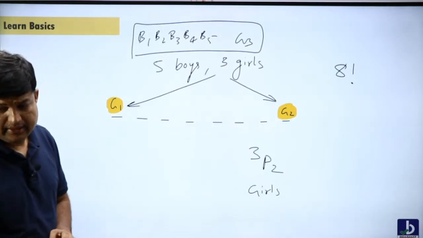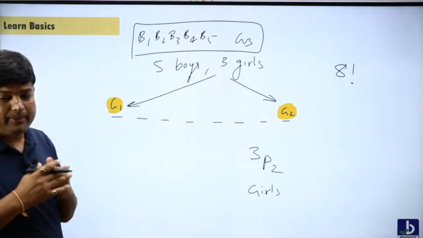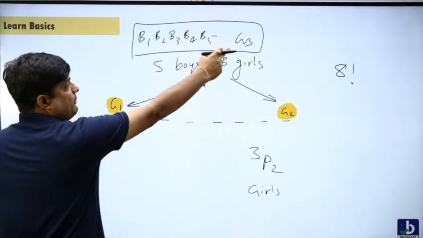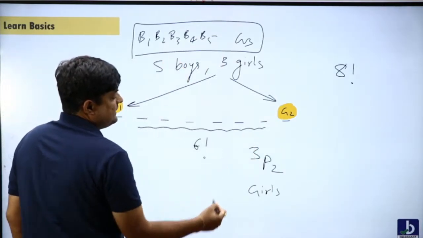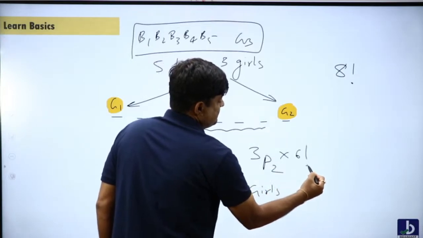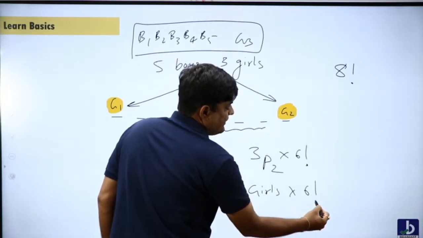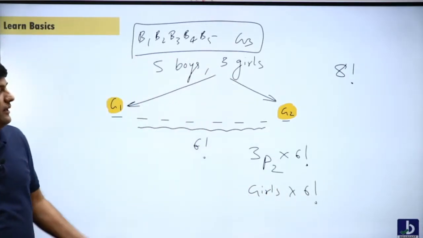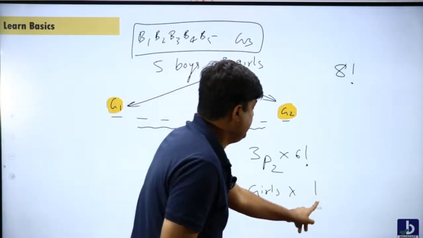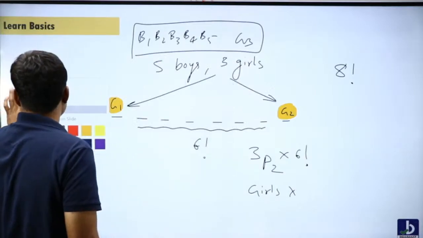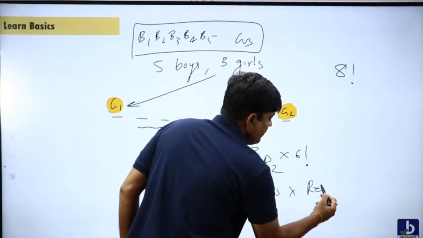Following? Yes, many people are answering. I'm happy, you are doing very well. Now 6 people are there. These 6 people have 6 places. What do you call it? 6 factorial. Are you understanding, everybody? Clear? The rest of the people, this is the rest of the people, students. Girls sitting is over. Now the rest of the people have to be arranged like this.